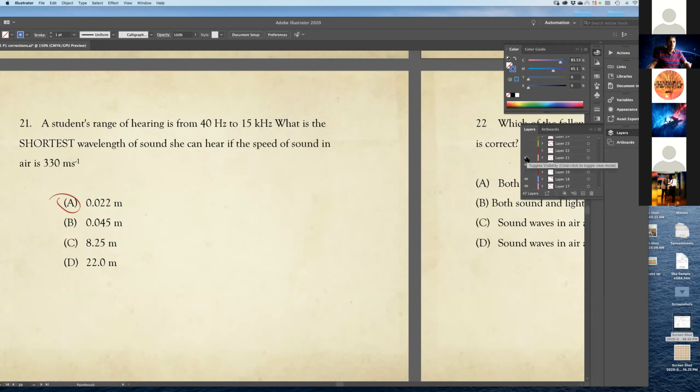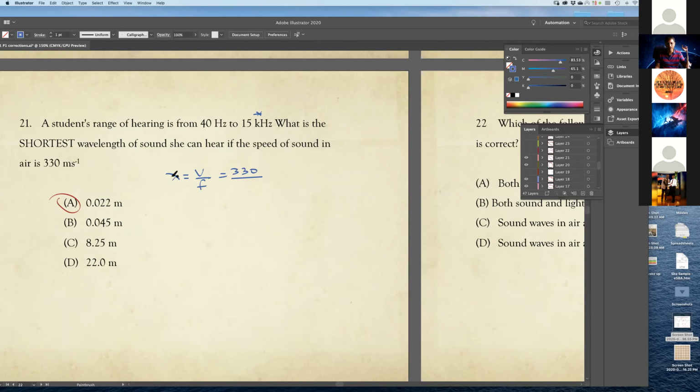Answer that. A student's range of hearing is that. What is the shortest wavelength? Lambda is equal to V over F. V is 330. And the frequency, the shortest wavelength will have the largest frequency.